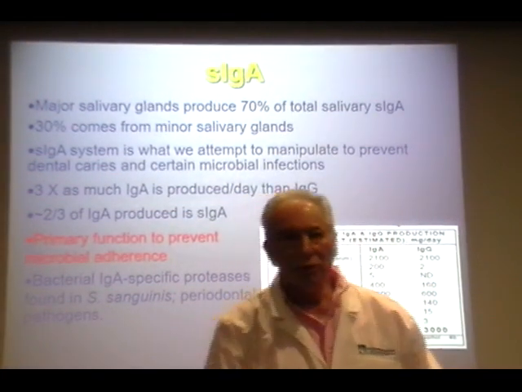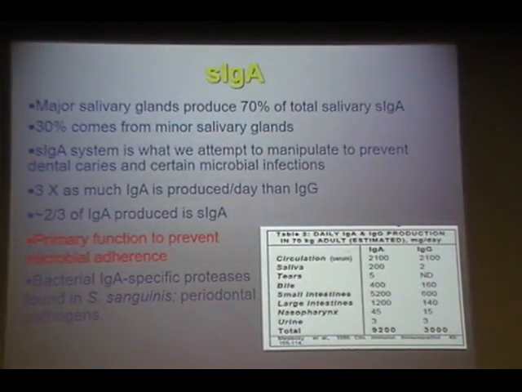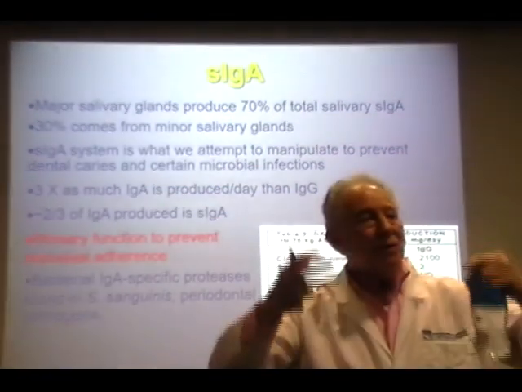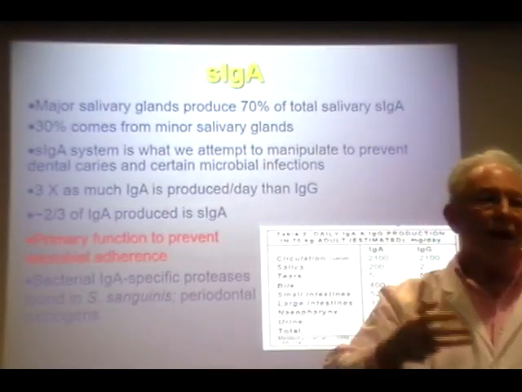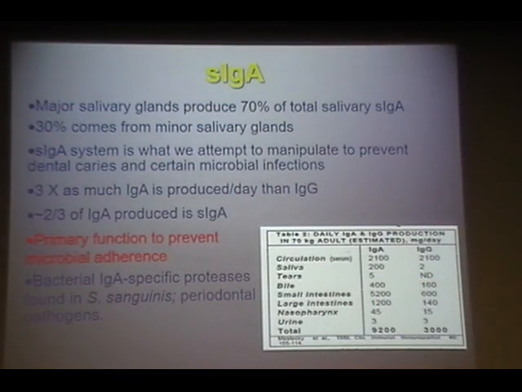But the secretory IgA molecule is important for binding to free bacteria in order to reduce the load of those bacteria that are being produced nonstop in the gut and in the oral cavity. Its primary function is to prevent microbial adherence. So in saliva, it's a great molecule, and we have to recognize its importance.